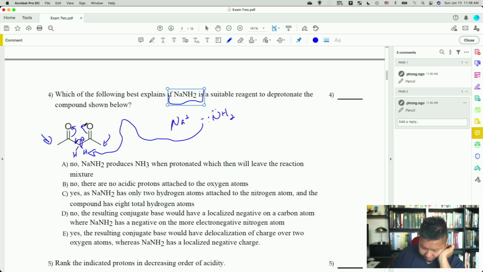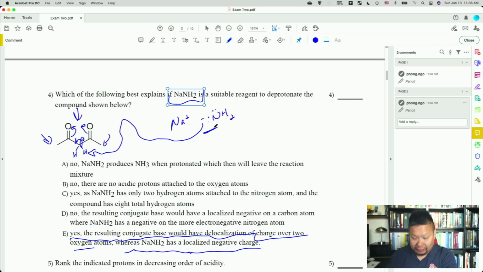So the best answer here will be yes, the resulting conjugate base would have delocalization of charge over 2 oxygens, like I just showed you there, whereas the sodium amide has a localized negative charge, which is what you see right there. All right.